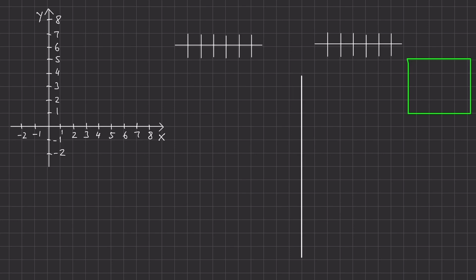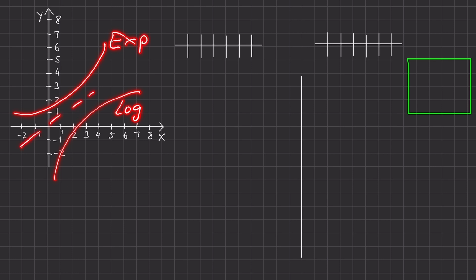Recall the fact that a logarithmic function is the inverse of an exponential function. What does this mean for graphing logarithmic functions? This means that the logarithmic function reverses the coordinates of the exponential function. So this means that the graph of the logarithmic function is a reflection of the graph of the exponential function about the line y equals x.